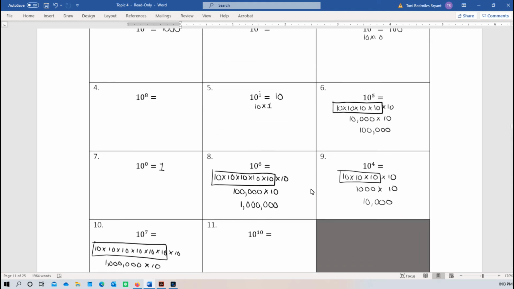So let's go to the next one. 10 times 10 times 10. That's 3, 4, 5, 6, 7, 8, 9. Oh, too many. I know what 7 of these are. What was it, 10 million? Times another 10 is going to be 100 million. See, I'm following the pattern. Knowing the pattern will save you from doing a ton of math.